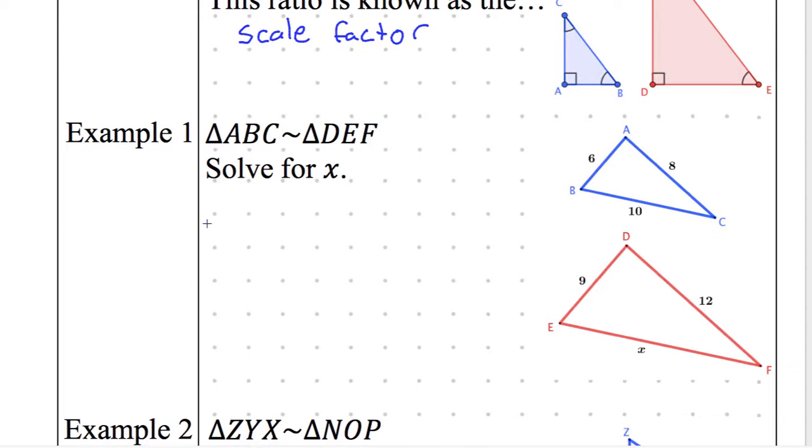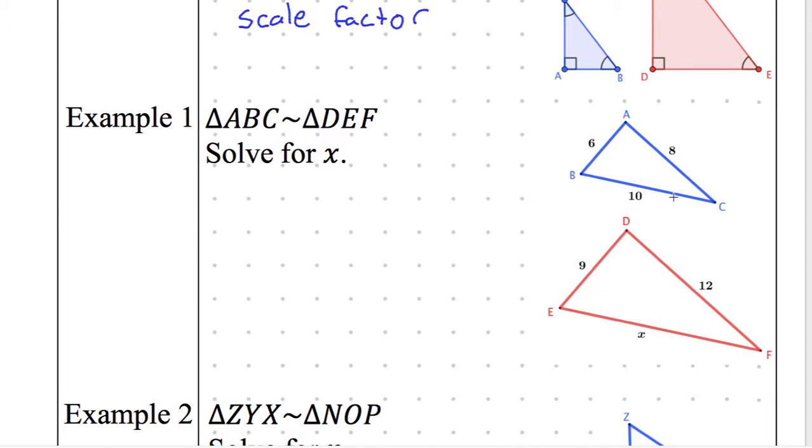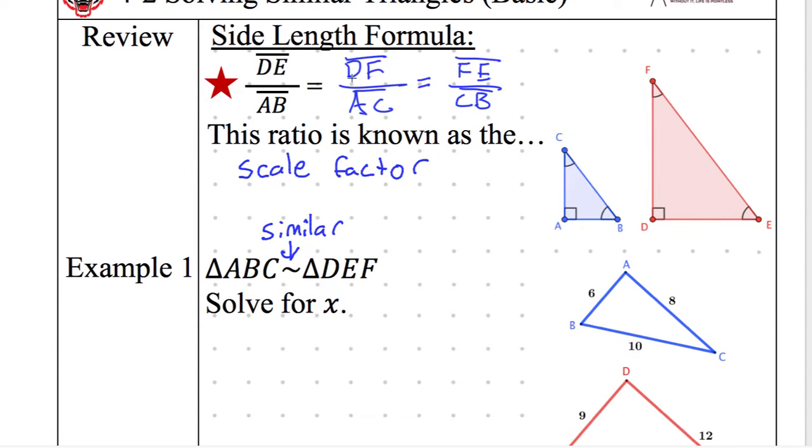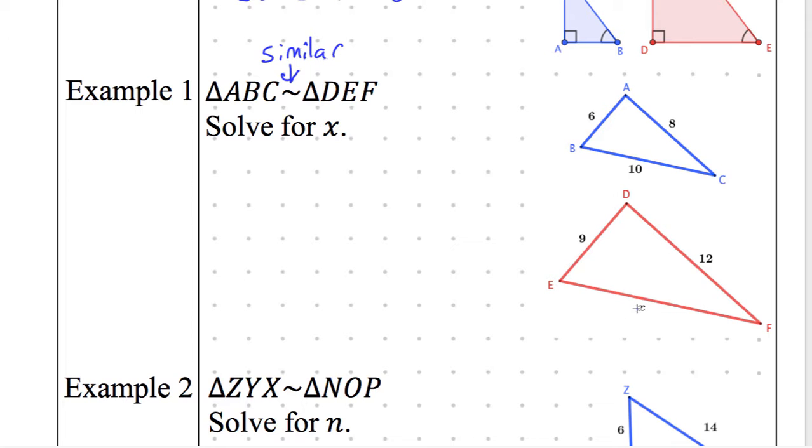So, example 1. I have these two triangles, ABC, DEF, and I assume that they are similar. By the way, this symbol again, that means that they're similar. If you forgot that, you can write that in your notes. I need to solve for this x somehow by setting up these ratios and then cross multiplying and solving.